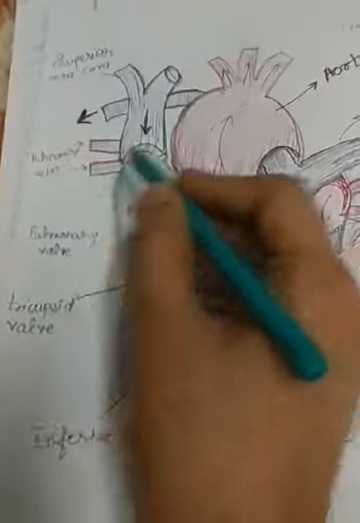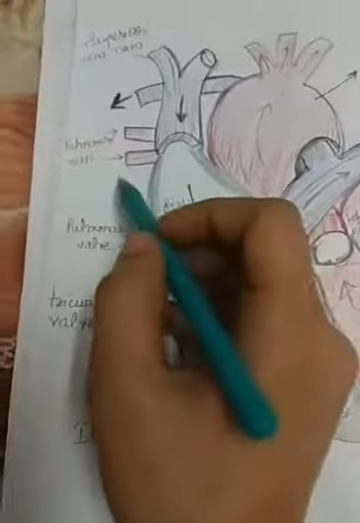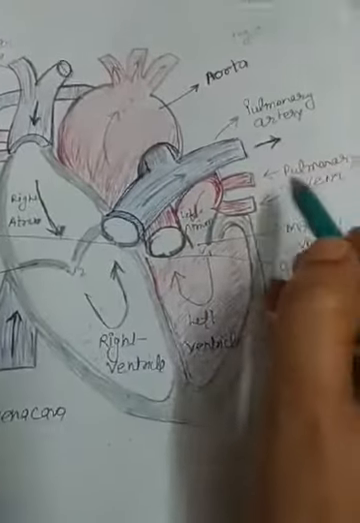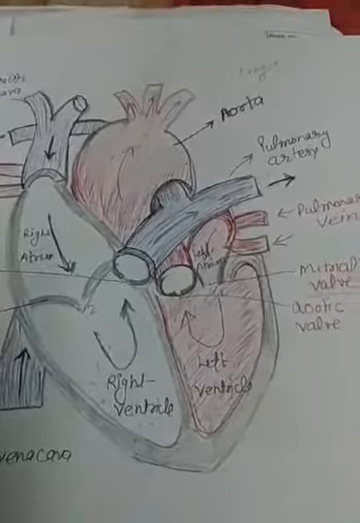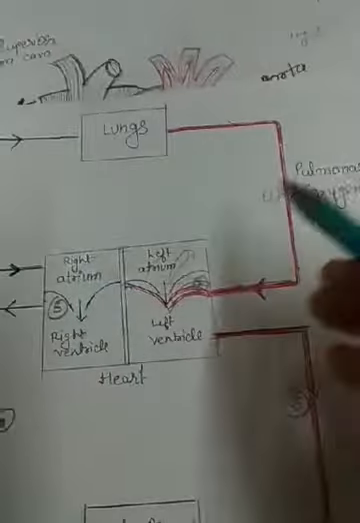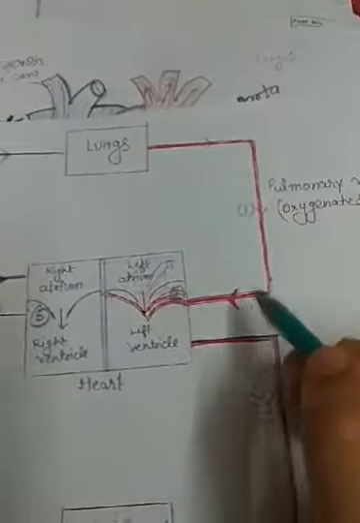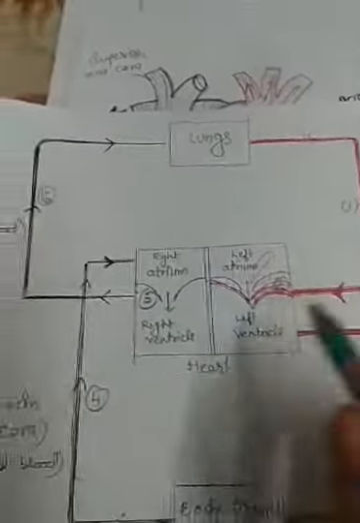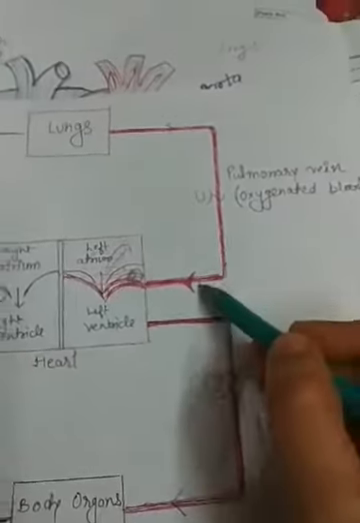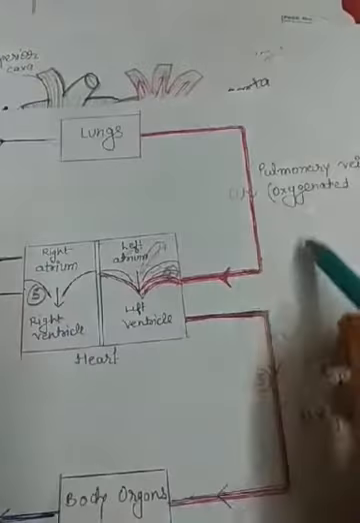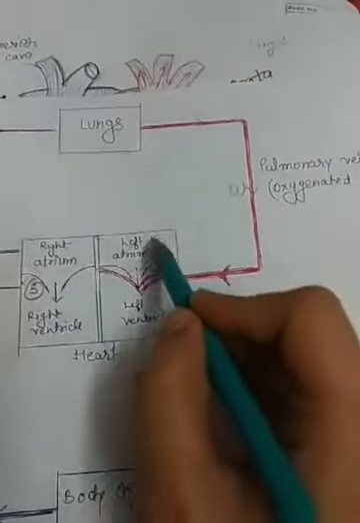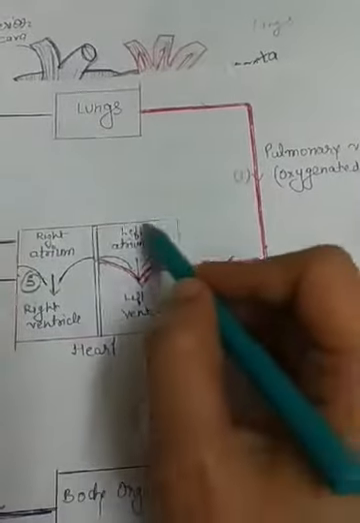Pulmonary veins. Here you can see right and left. The pulmonary vein brings the oxygenated blood from the lungs. In this flow chart you can understand easily. The pulmonary vein brings the oxygenated blood from the lungs and transports it to the left atrium of the heart.